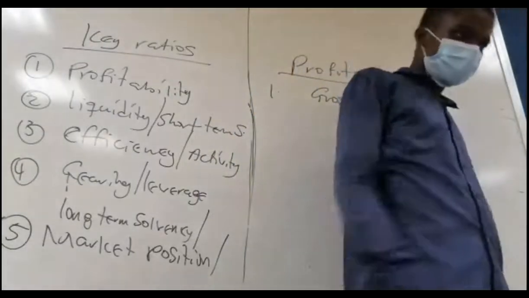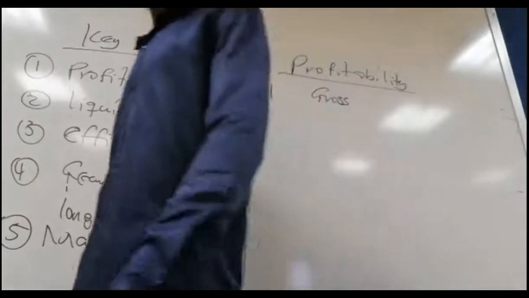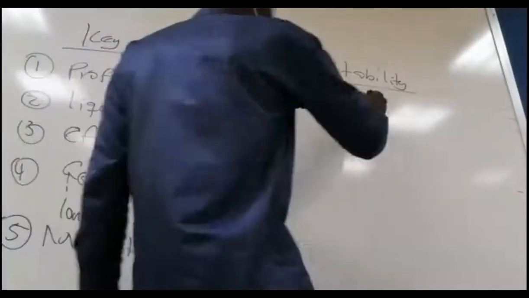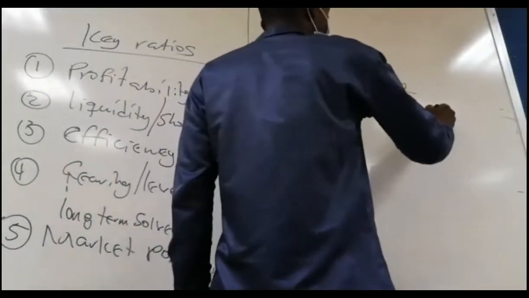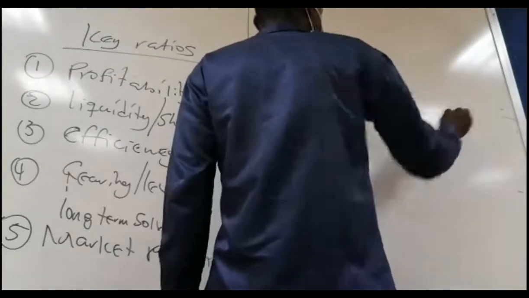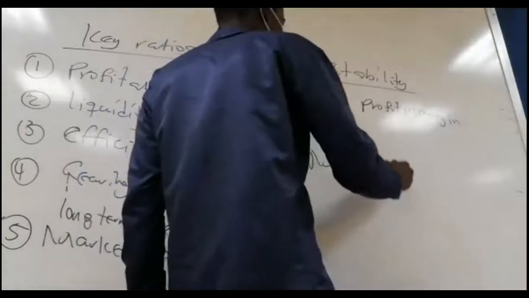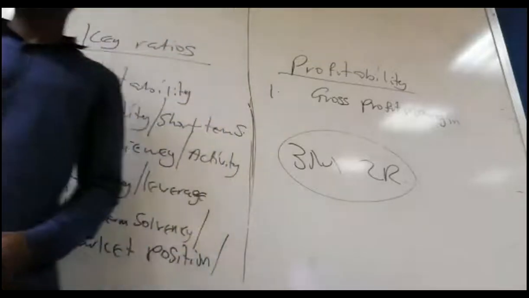That is the profitability. Then the first ratio on the list is gross profit margin. The margins are three: gross profit margin, and so on. Three margins and two returns make up the profitability ratios.